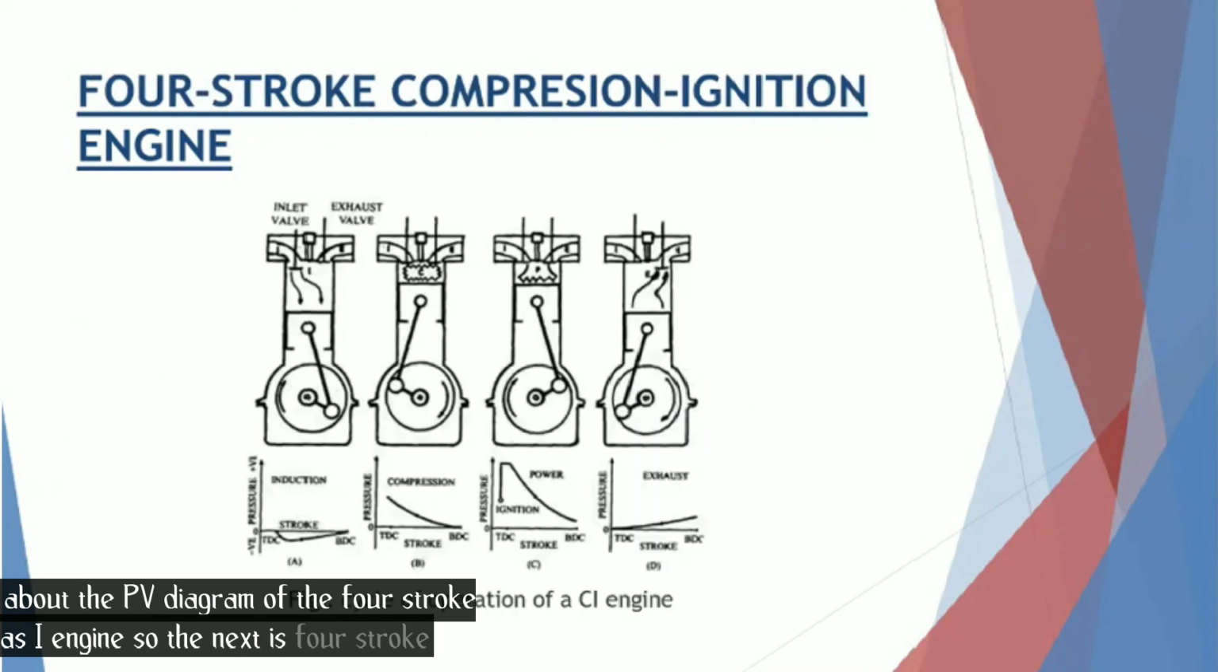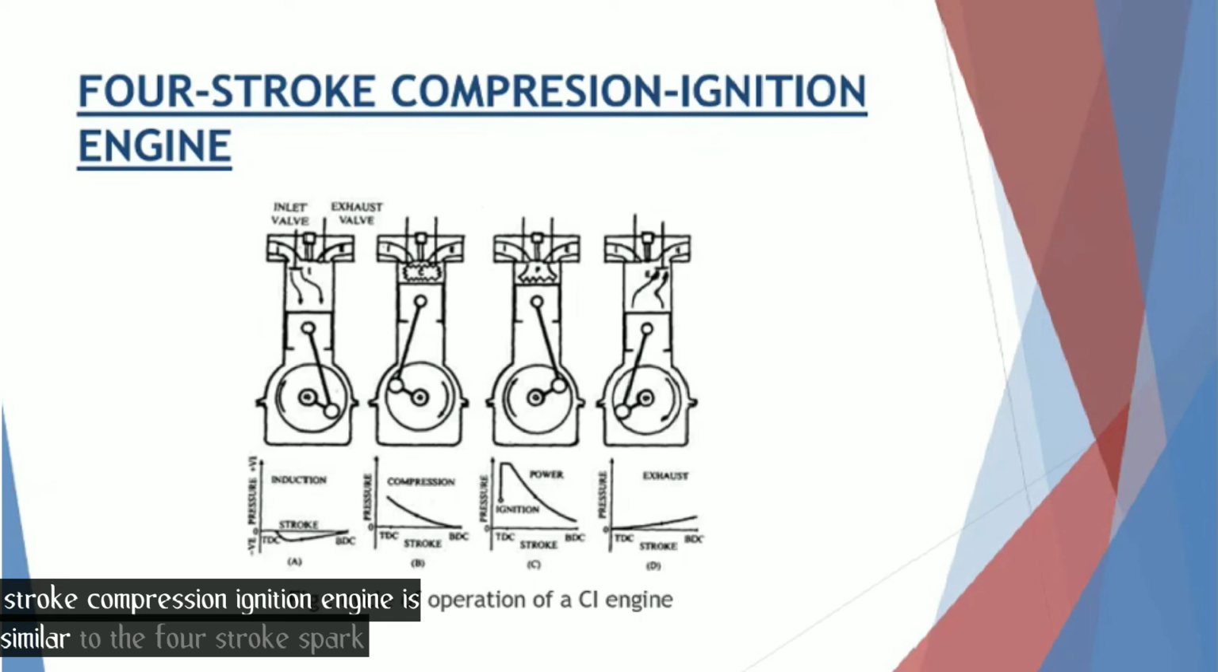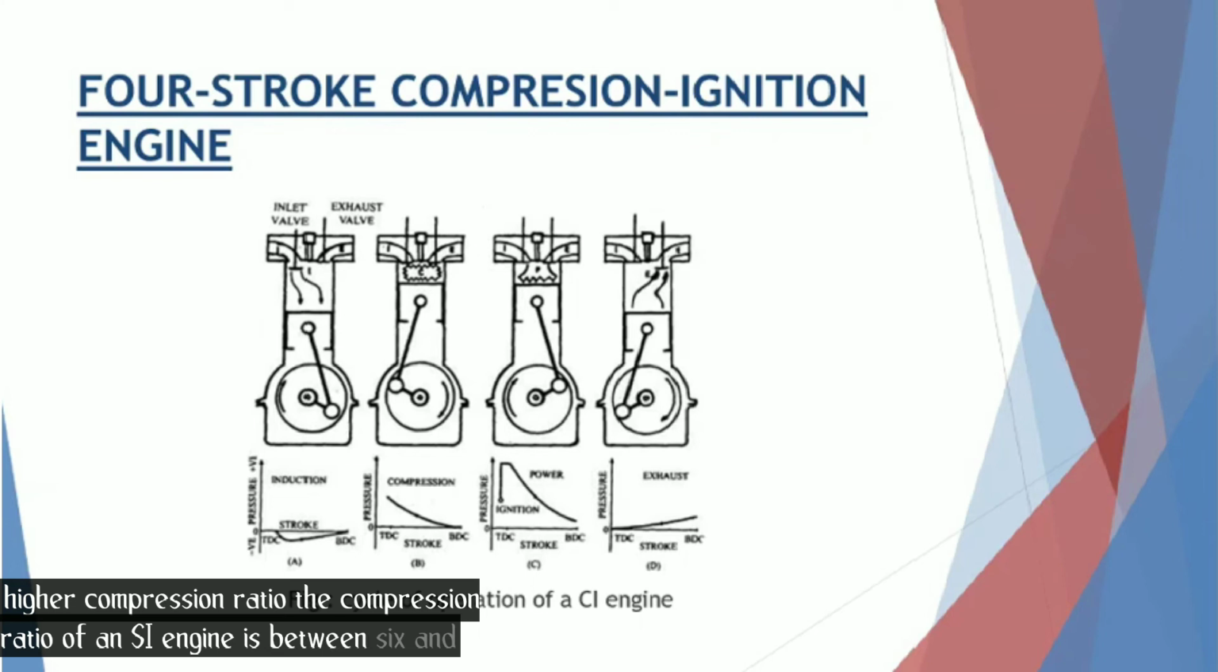So the next is the 4-stroke compression ignition engine. The 4-stroke compression ignition engine is similar to the 4-stroke spark ignition engine, but it operates at a much higher compression ratio. The compression ratio of an SI engine is between 6 and 10, while for the CI engine it is from 16 to 20. Here the compression ratio of the CI engine is more.